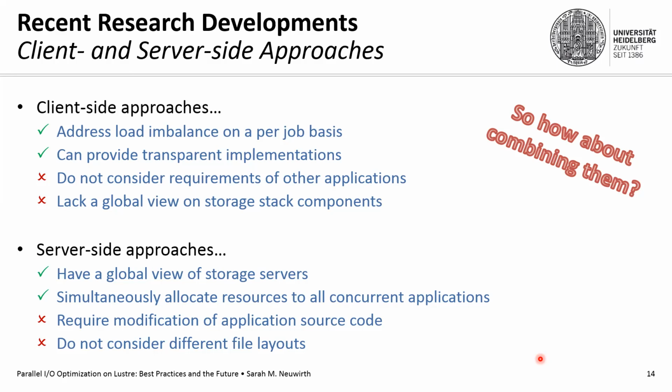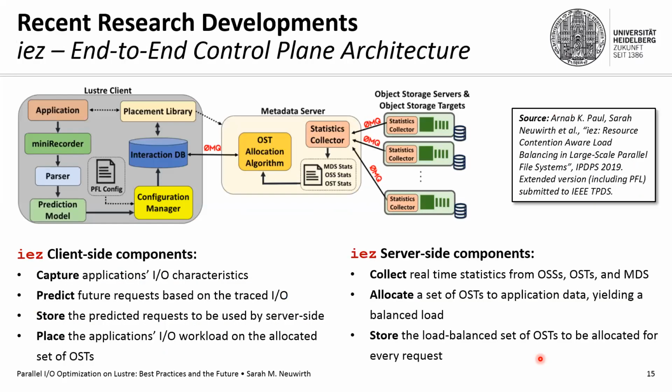So we thought, why not combine them? Both of them have equally good merits. If we combine them, we can rule out the disadvantages and come up with a great tool, and that's what we did. We created EOS, an end-to-end control plane architecture, and it consists of client and server-side components.